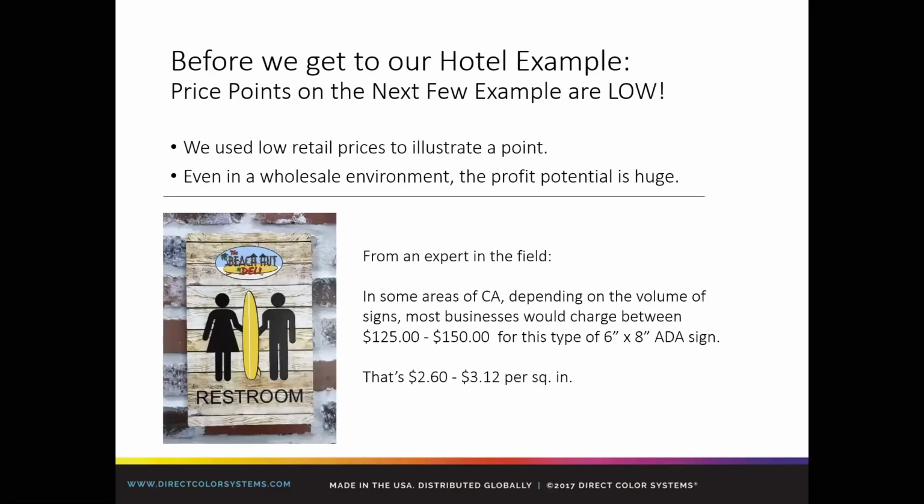Before we get to the other examples, not only our hotel example that's at the end, but the next few examples, the price points are low on them, right? They're anywhere from 70 cents a square inch to, I believe we used $1.30 or $1.50 a square inch. And they're low for a reason, right? I use the low retail price points to show the folks, even in a wholesale environment, the profit potential is huge.